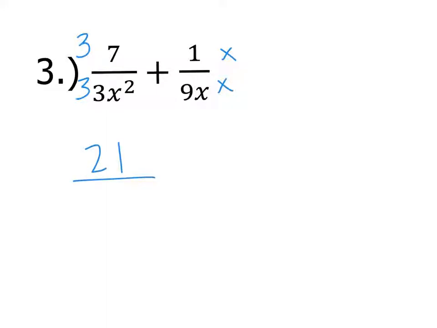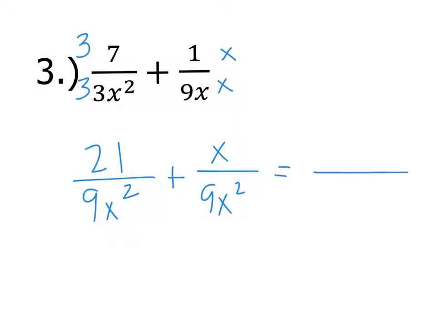The common denominator now is 9x squared. Plus 1 times x is, well, x. And over 9x squared, the common denominator. Now that they have common denominators, we can combine them. The denominators will stay the same.